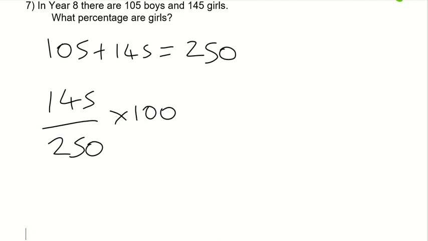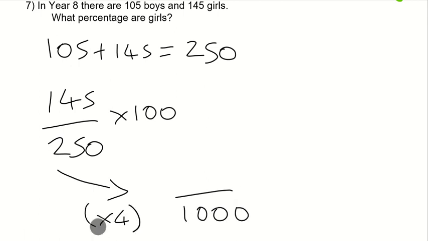Okay, so we could again use the same method that we did before, or you could do something else. So I'm going to actually show you a different method this time. Still very similar, but slightly different. So I'm going to take this 250 and make it into 1000. So I'm going to multiply that by 4. I'm also going to take 145 and multiply that by 4, which gives me an answer of 580. Okay, and then times this by 100.